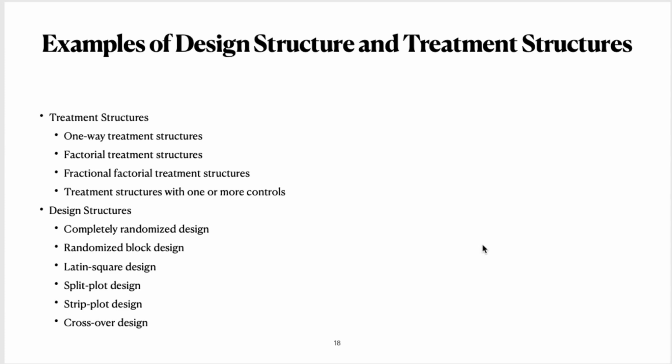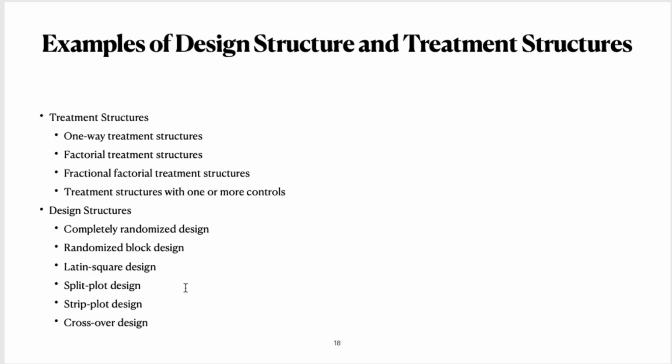Some common design structures would be the completely randomized design. Again, this was a design that you probably were first introduced to, the simplest really of the designs. Then we have the randomized block design, the randomized complete block design, the Latin square design. That's another type of design. You can also have a Latin square treatment structure. I did not include that up above, but you could have a Latin square treatment structure.